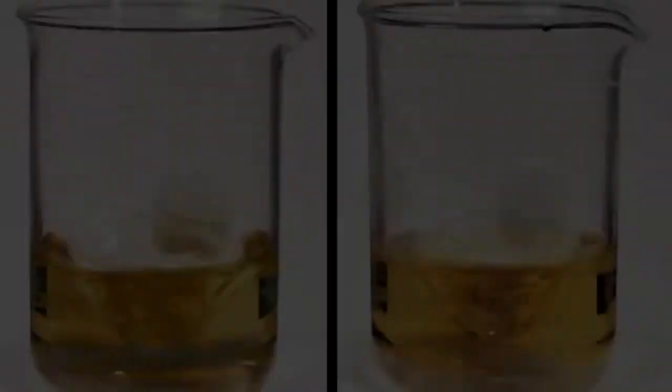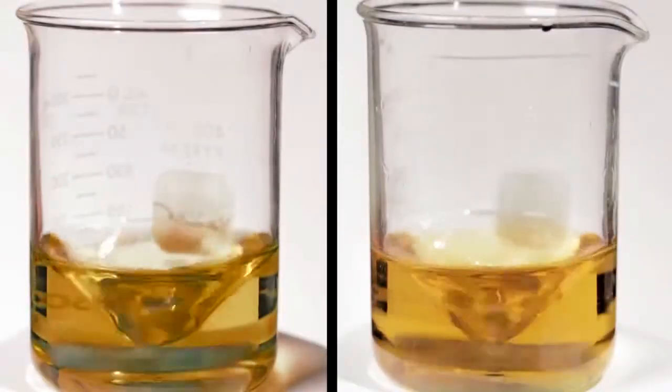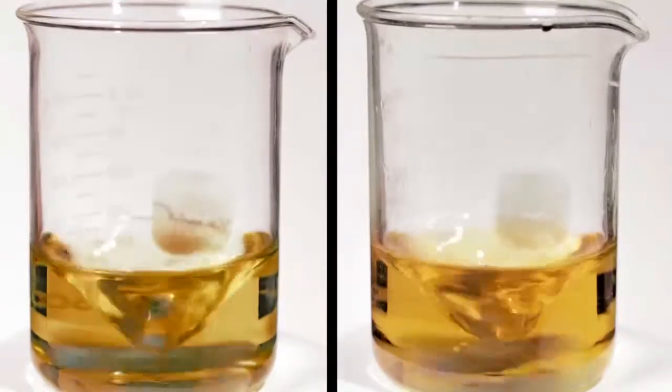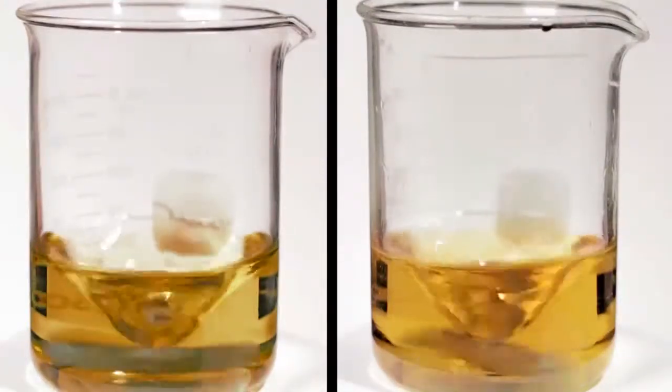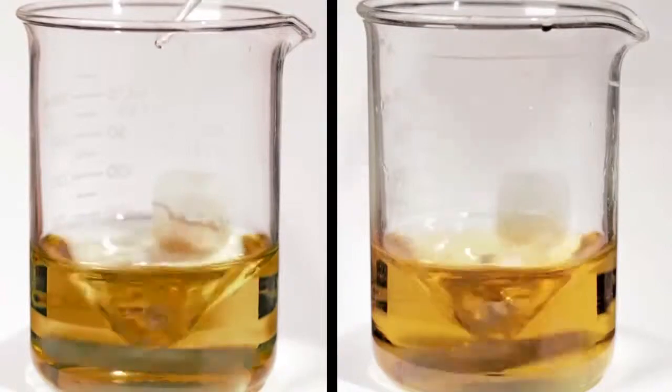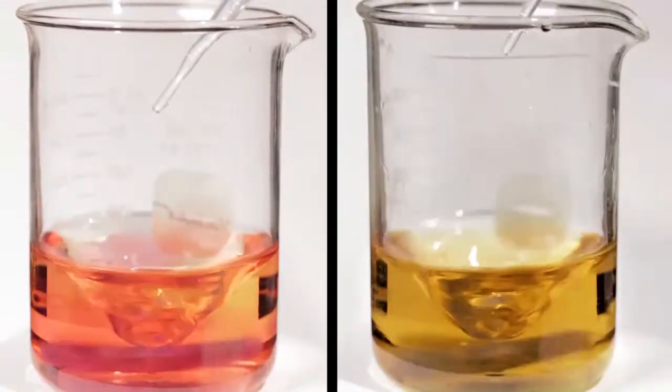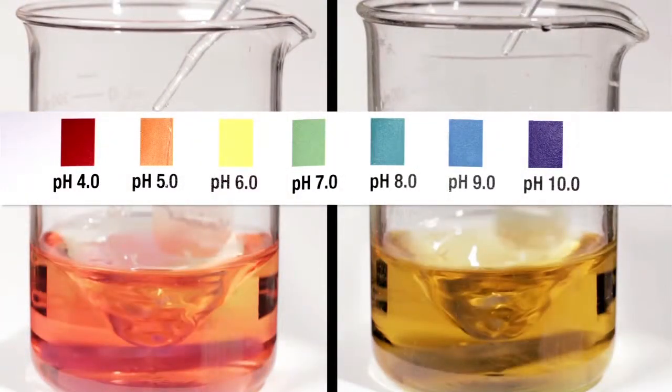Let's reset. Here are the same two starting solutions, A and B, with the same indicator. But this time I'm going to add concentrated hydrochloric acid, a strong acid, to each solution. It only took one drop of strong acid to dramatically lower the pH of solution A, but the pH of the other solution hasn't changed.